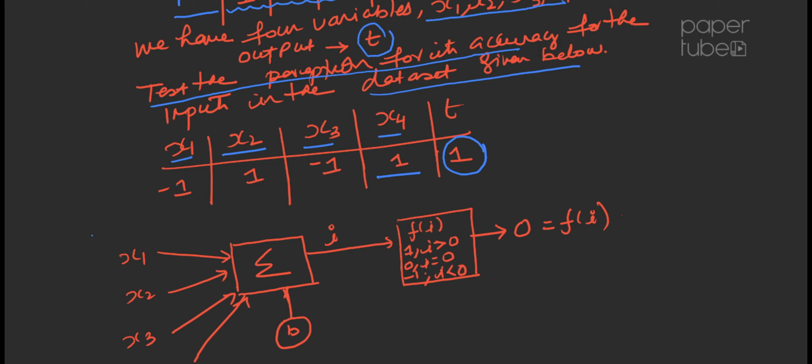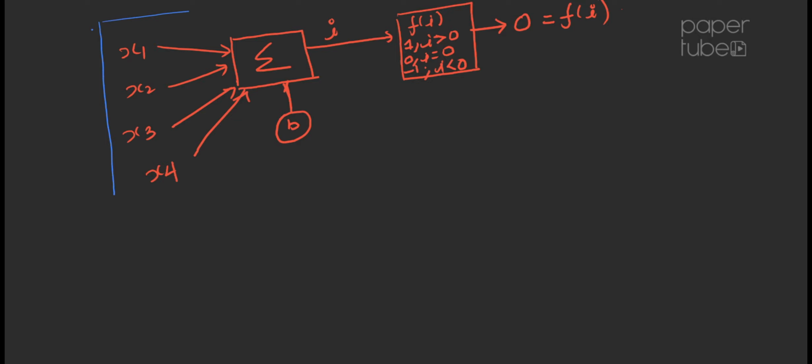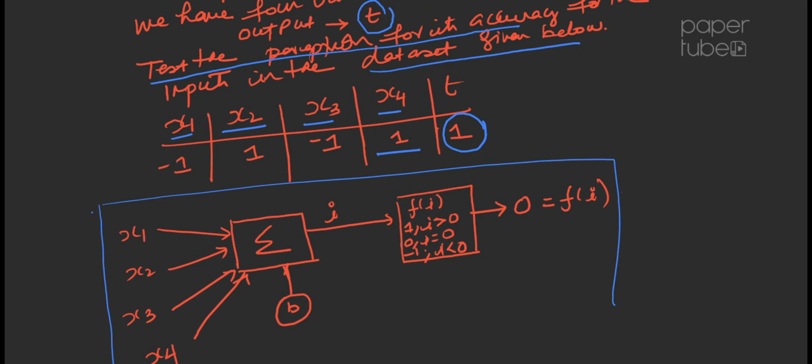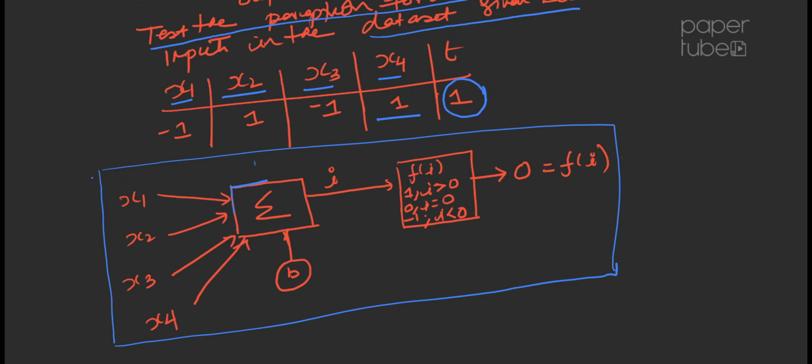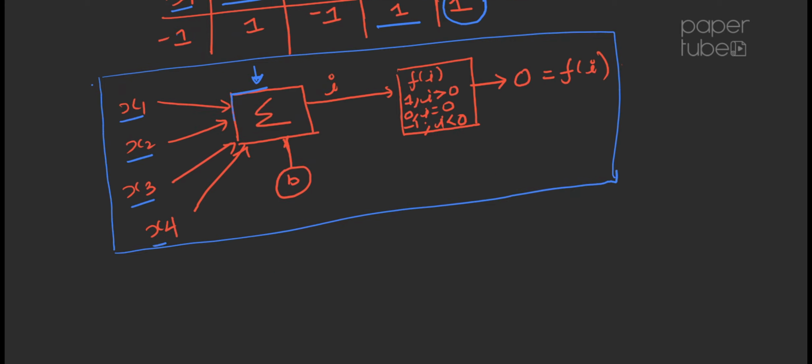So how does the perceptron look? This is a typical structure of a perceptron. This is something we studied during the lecture hours. You have a summation box, which is here. And then you have a number of inputs, x1, x2, x3, x4. The summation box also contains something called bias, which is B. And then you have a net input called I.